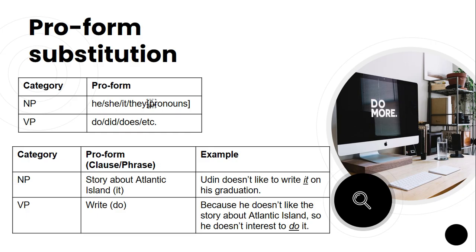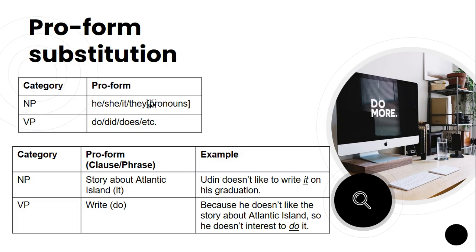Okay, next, my name is Shafia Rahmah Aziza, and here I want to explain about pro-form substitution. There are two categories: NP is noun phrase and VP is verb phrase. The pro-forms for noun phrases are he, she, it, they as pronouns. And the pro-forms for verb phrases are do, did, does, etc.